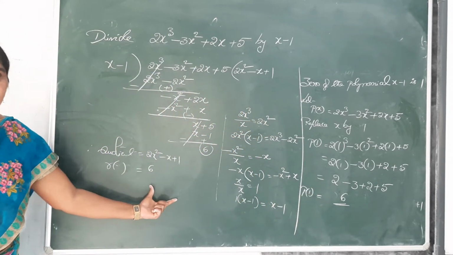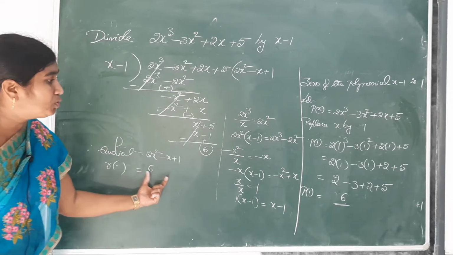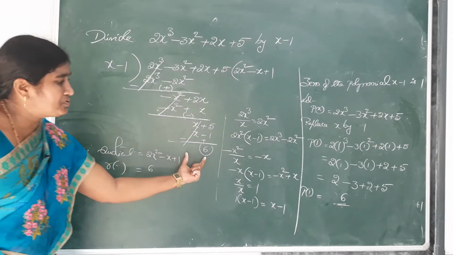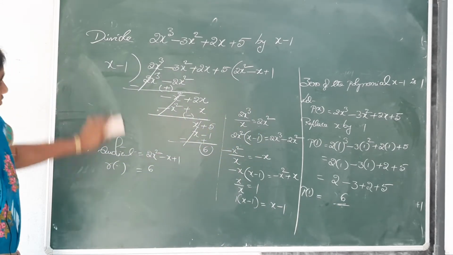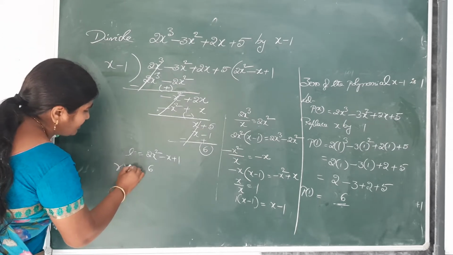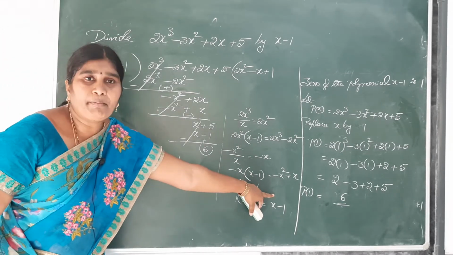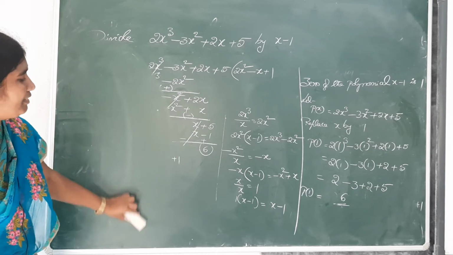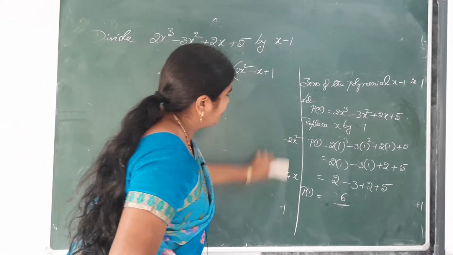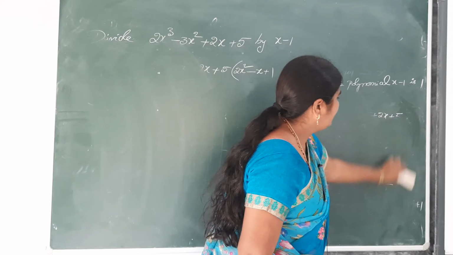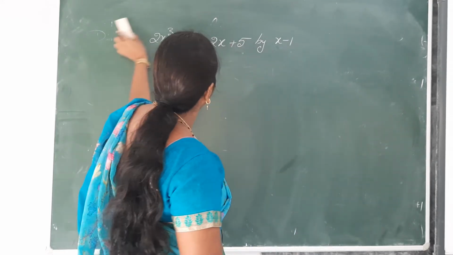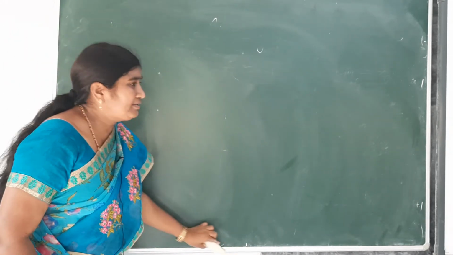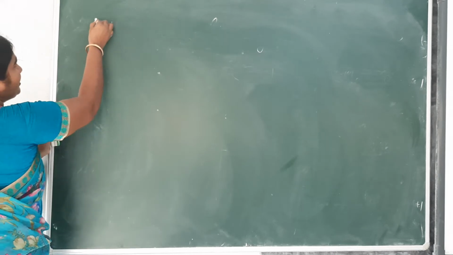We observe that the remainder is the same in the two methods. Here remainder equals p of 1 equals 6. Based on this example, we can state the remainder theorem.